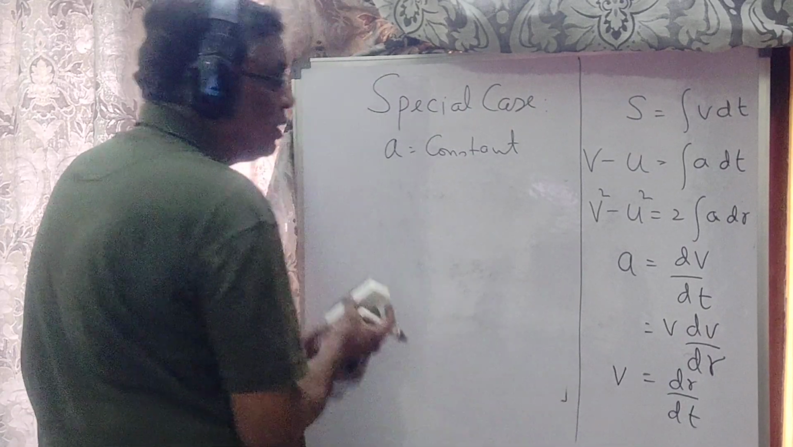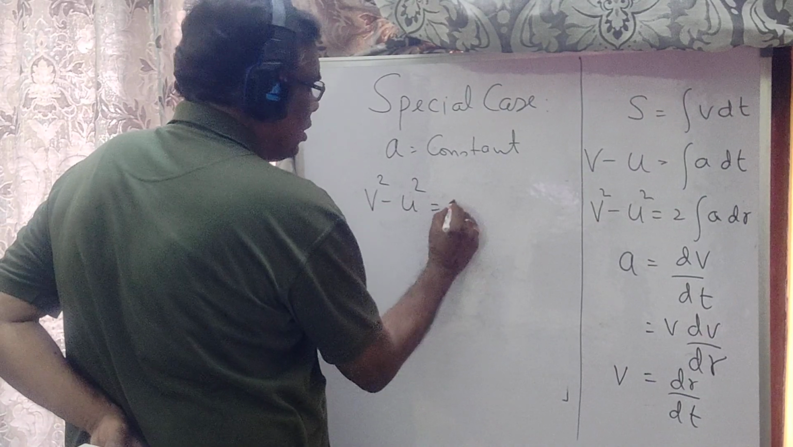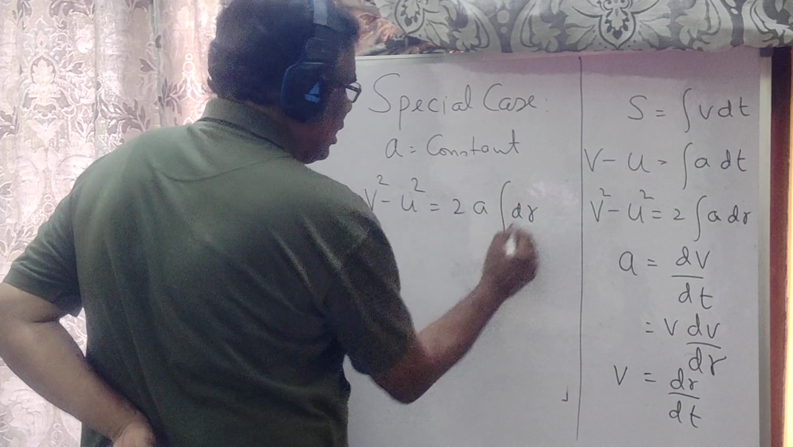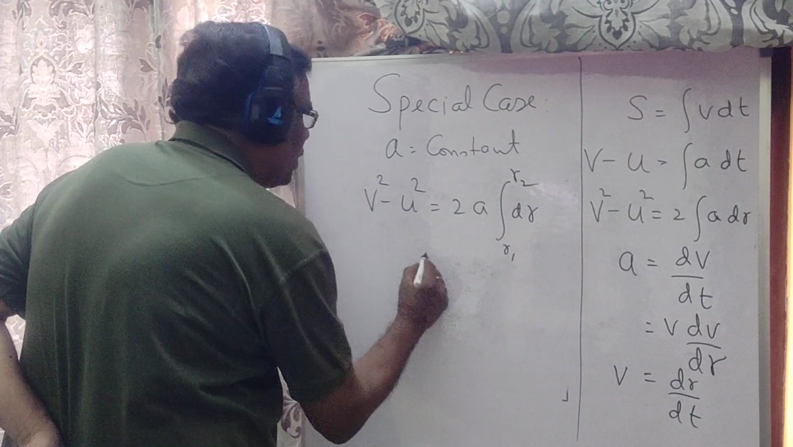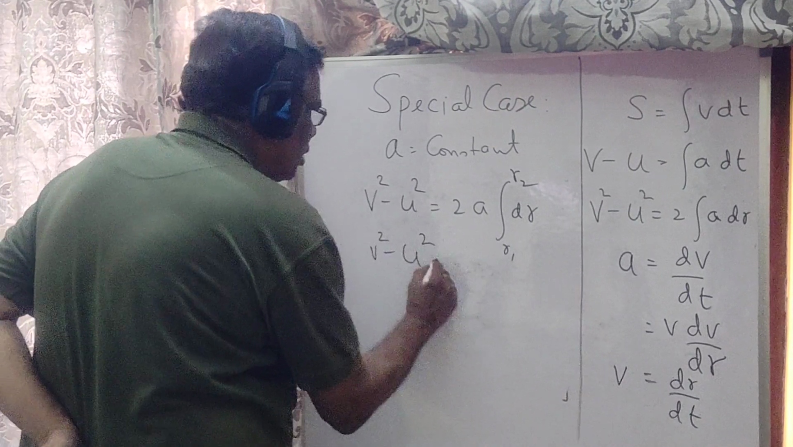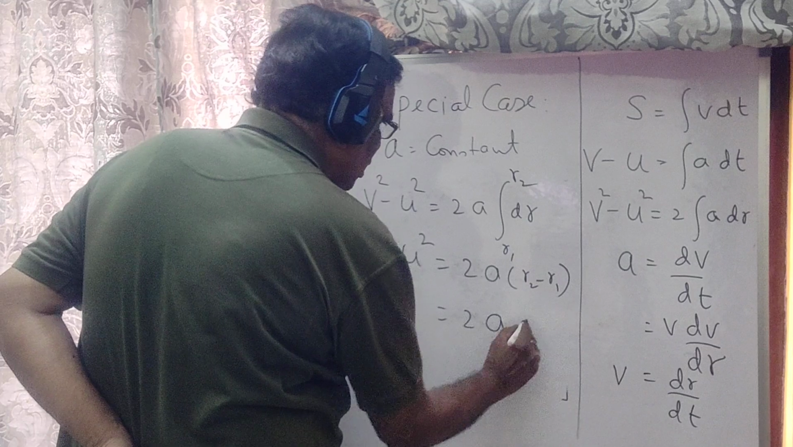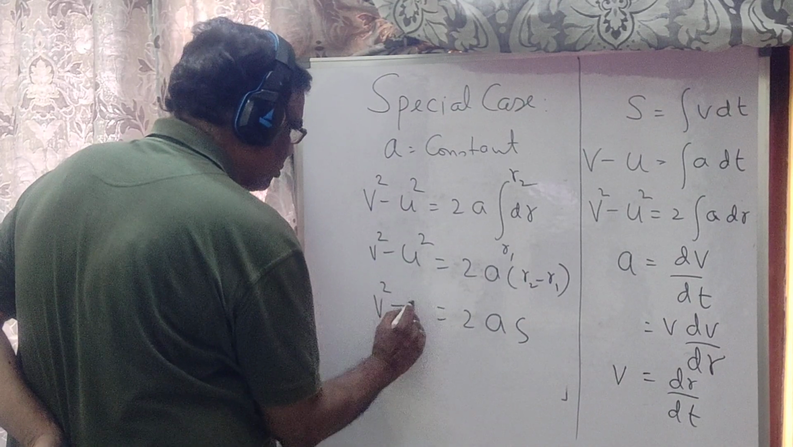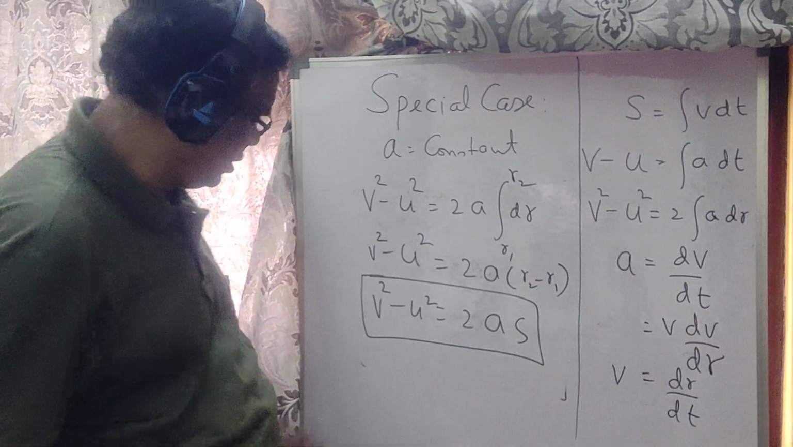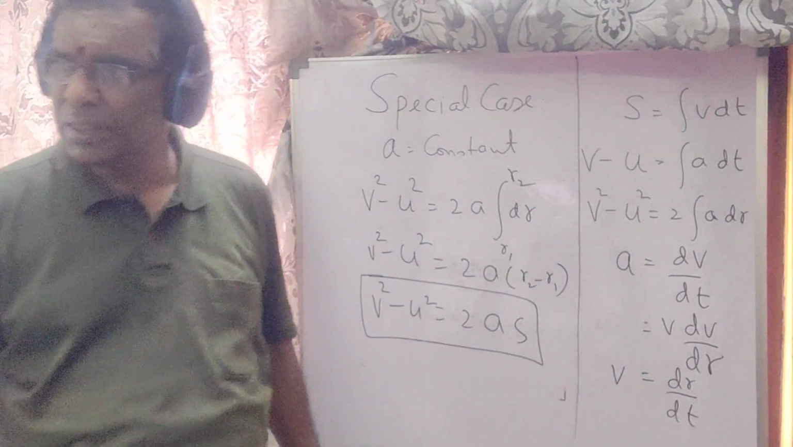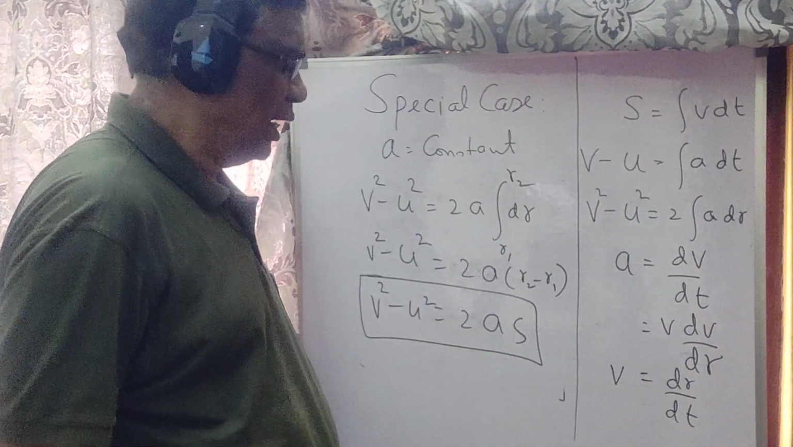Now look at another equation that you have here. When a is constant, you have v square equals 2a integral dr. So obviously any two limits are r1, r2, we don't know. So that would be equal to 2a into r2 minus r1. And you know that r2 minus r1 is, well, this is your famous third equation. I'm sure you will appreciate that these are all actually derived from this as a special case.